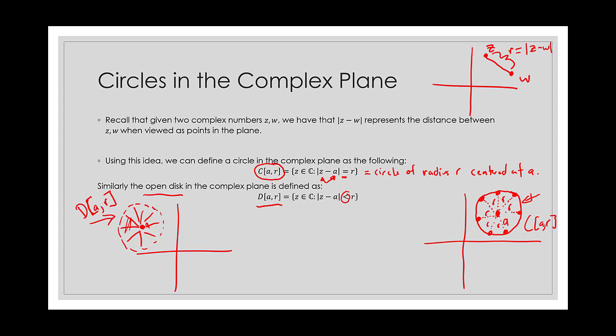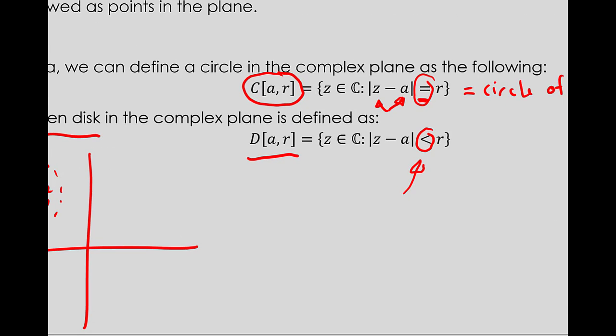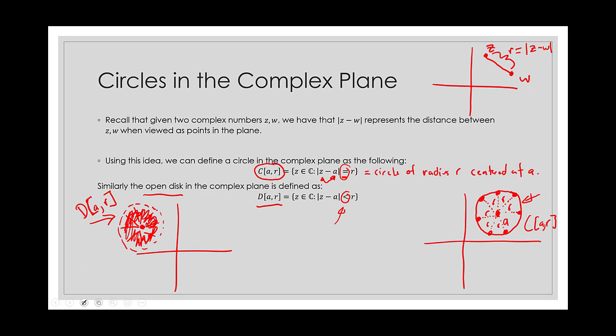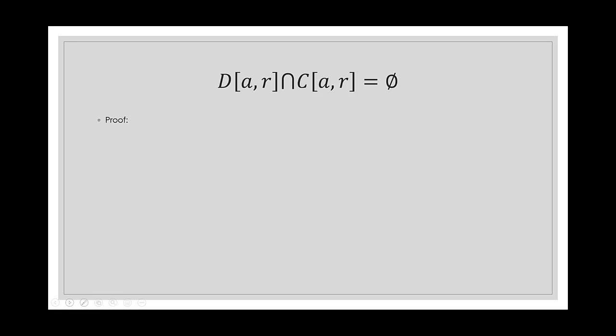Actually, I'm going to shade this a little bit more. Now, it is important there, I want to point out again, notice that it's a strictly less than r, so that's why we're getting all of this inside here and why we're not getting the boundary, because we're not allowing for equality there. Okay. All right. So I wanted to prove really quick.